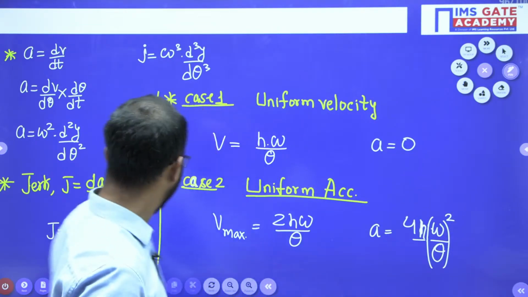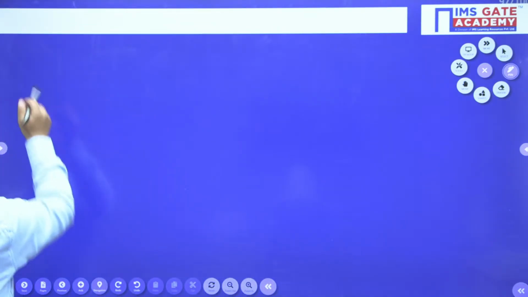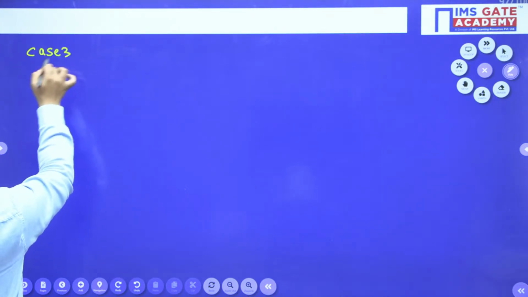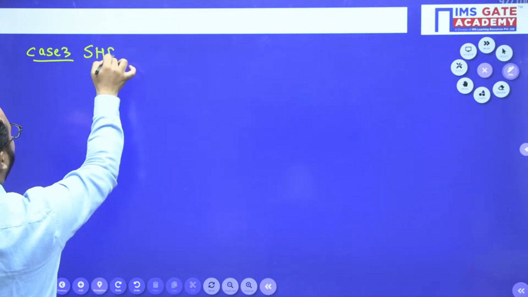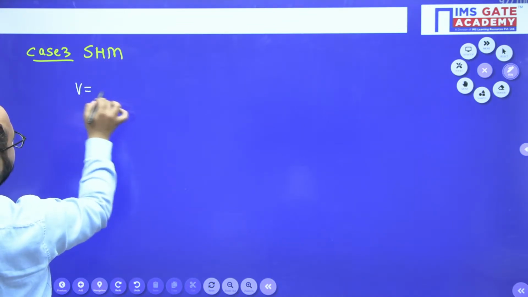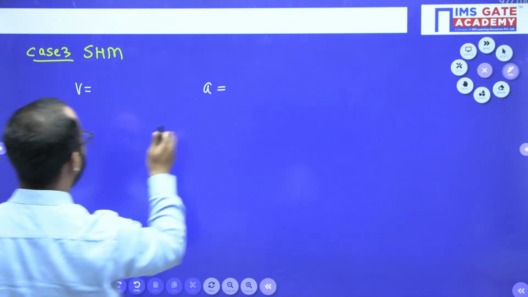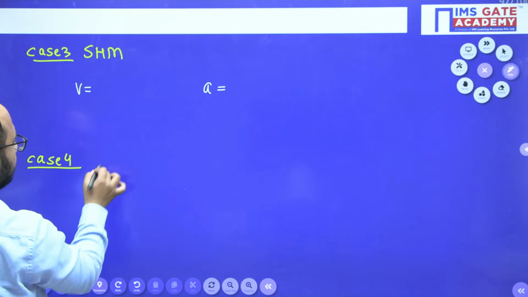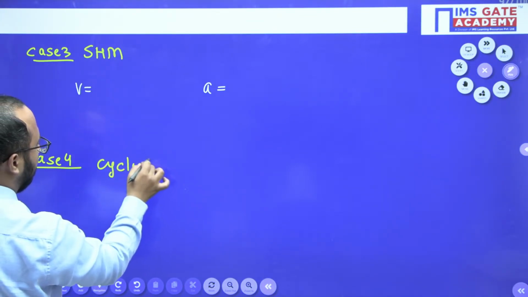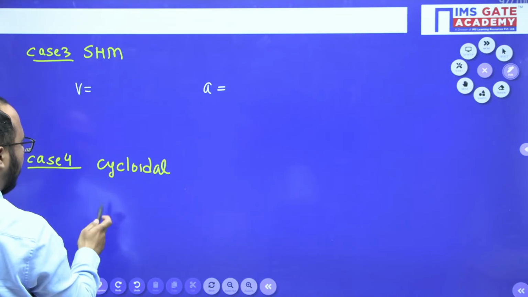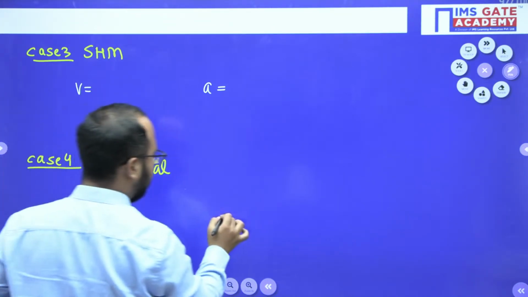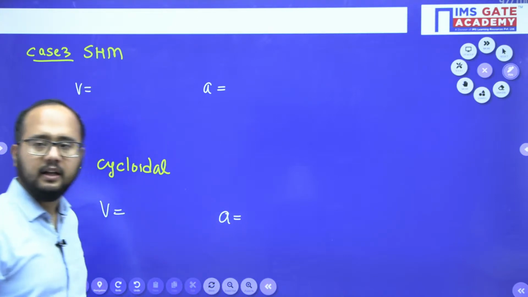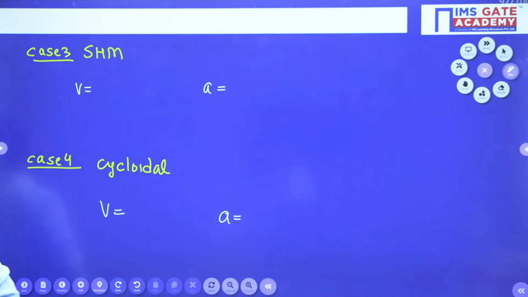Okay, like this. Next case, case number 3, SHM. Tell me the velocity formula and acceleration formula, guys. If anyone knows, please tell me. And the last case, cycloidal. Again, velocity formula and acceleration formula. See, these formulas you need to remember anyhow. Anyhow, you have to remember. Okay, otherwise, they will directly ask the question, and if you are not able to recall the formula, then you will not be able to solve.